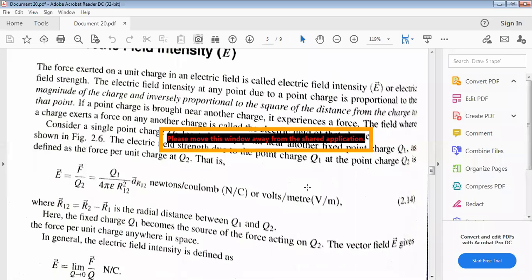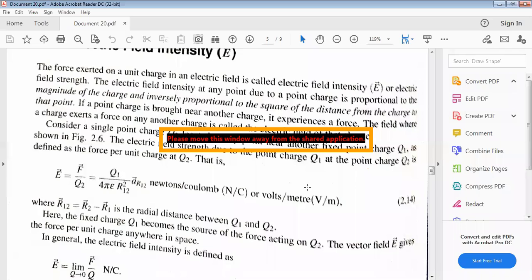The electric field intensity at any point due to a point charge is proportional to the magnitude of the charge, of course. That is already known. The electric field intensity E or simply force, F equals Q1 Q2 by 4 pi epsilon r square. The same holds good here. It is proportional to the magnitude of the charge, just like F is proportional to Q1 Q2, and inversely proportional to the square of the distance between them.